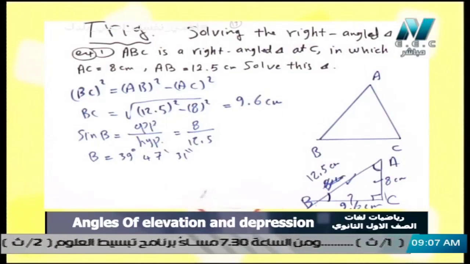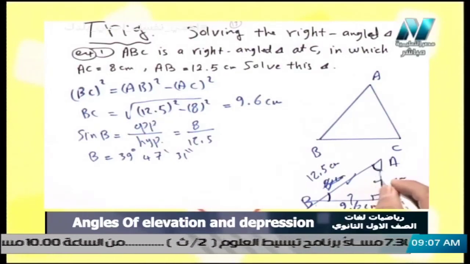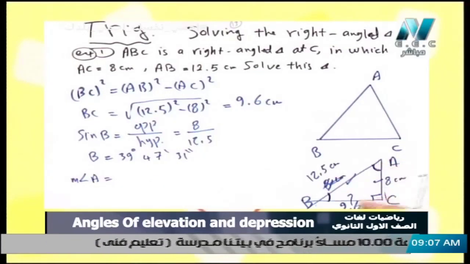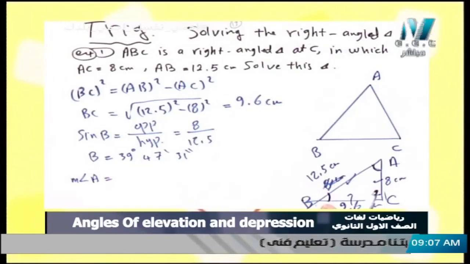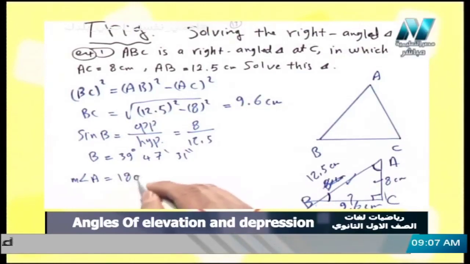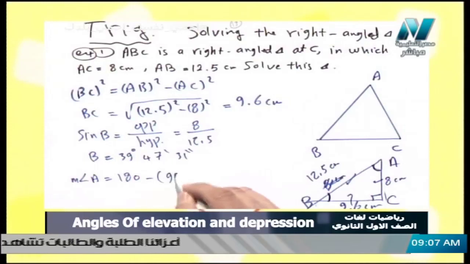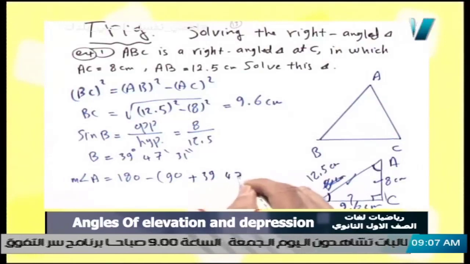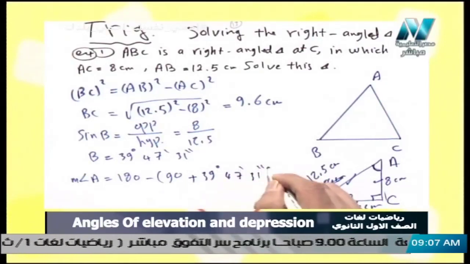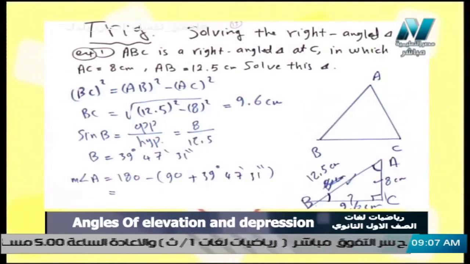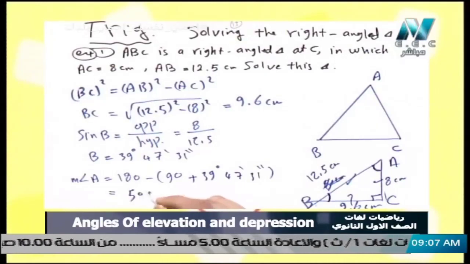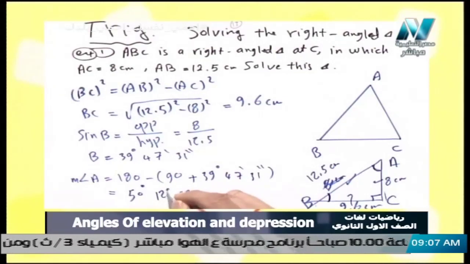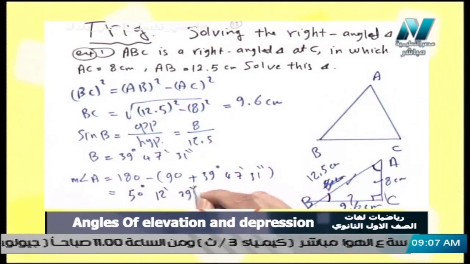And also we can find the measure of the angle A. We know that the sum of angles of a triangle equals 180 degrees. So we can put here 180 minus 90, which is C, plus 39 degrees 47 minutes 31 seconds. And the answer will be 50 degrees and 12 minutes and 29 seconds.